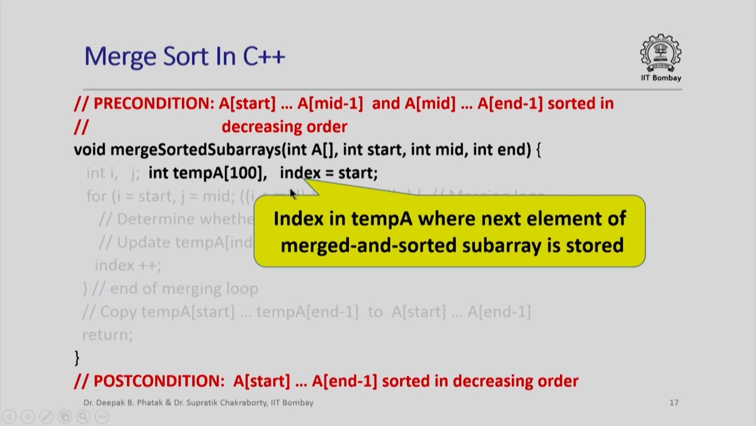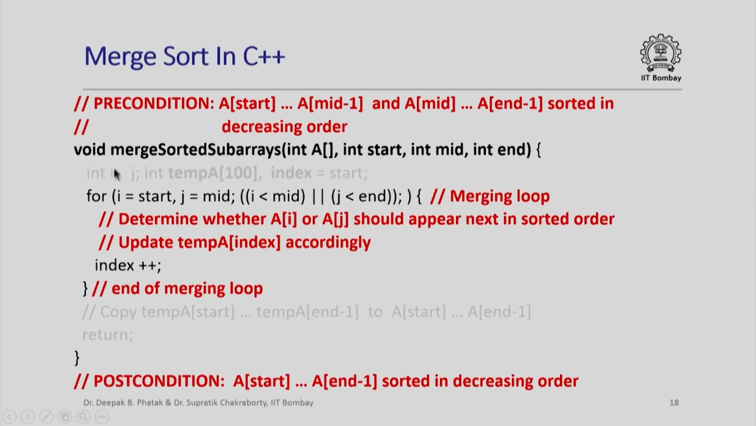This integer variable index basically tells us where the next element of the merged and sorted subarray should be stored in the array temp A. So let us see how we might use them in doing this operation of merging sorted subarrays.